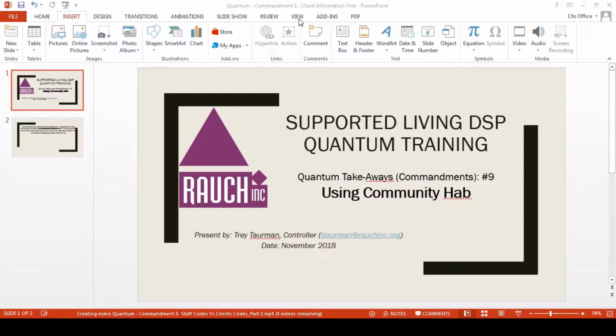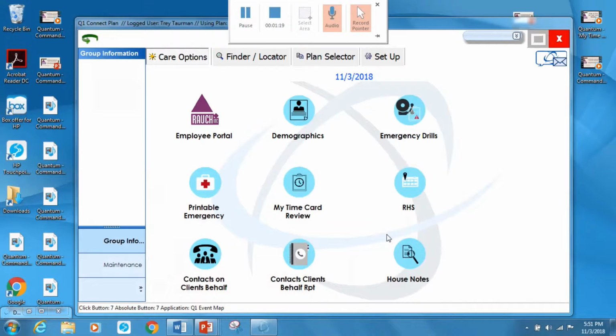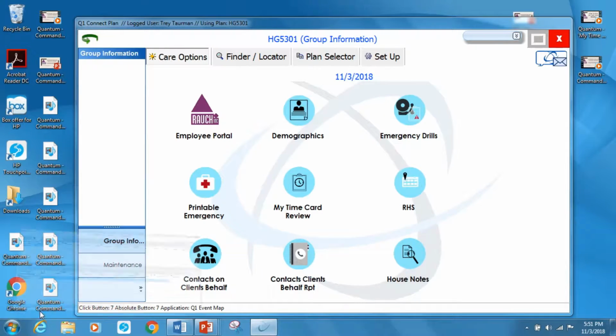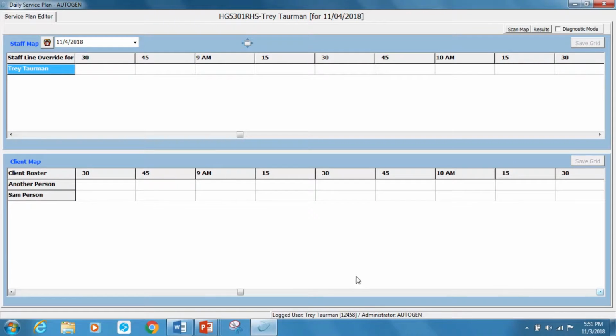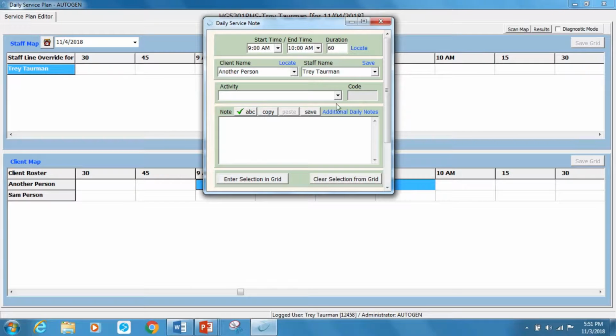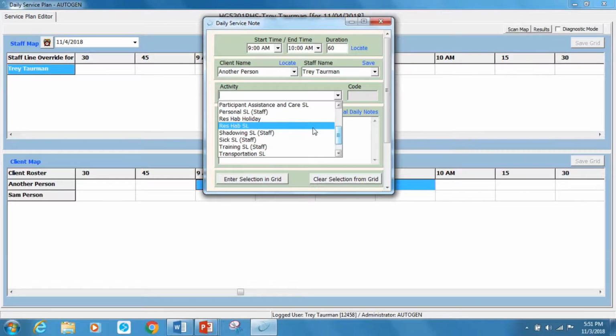So let me explain what's going on. Let me go into my map here for November 4th. Again, I'm working in 5301 like normal, and I have my two clients, Another and Sam. What's interesting is up until now, we always talked about the Reshab code, which says the client was in the house. Now, there is this other code up here called Community Hab Individual SL, which basically means Community Habilitation Individual Services for Supported Living.